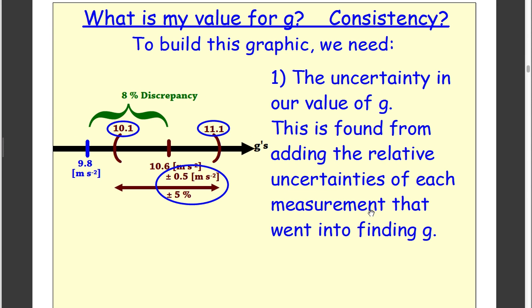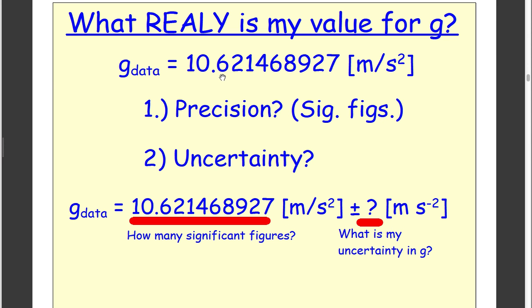Now, getting back to the first one, how do we find that uncertainty in G? I have 0.5 listed here, but how can we calculate a number for your data? Just to recap, here's my value for G, 10.6214 and so on, meters per second squared. Question number 1, what precision do I need? How many sig figs do I quote? And secondly, the uncertainty must be stated with my value for G. Otherwise, I'm declaring to the world that I know G absolutely. I don't. So I have to say plus or minus my uncertainty.